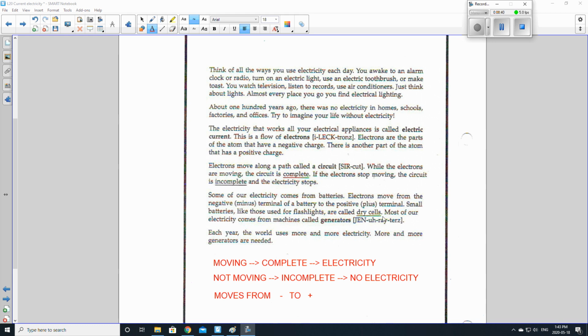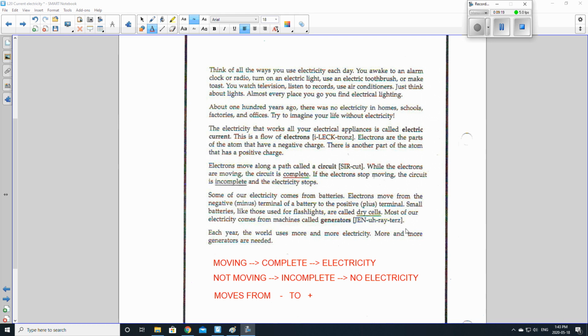We use batteries or dry cells for small portable devices, but most of our electricity comes from machines called generators. So everyone say generators. For example, Niagara Falls has huge water wheels that turn around, and by turning them around, it generates electricity using magnets and coiled wires and that sort of thing. We might learn about generators later on. Those generators are what power our power grids.